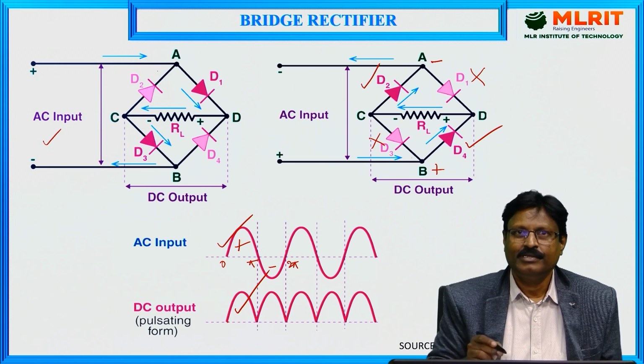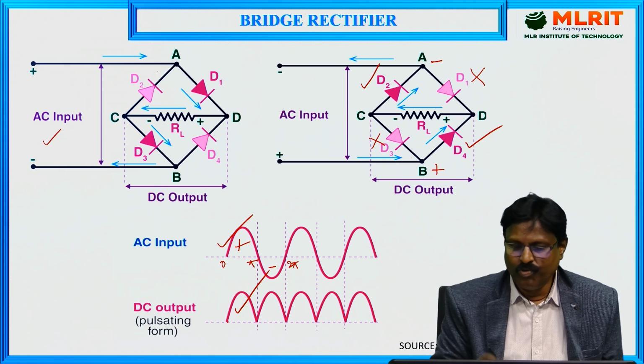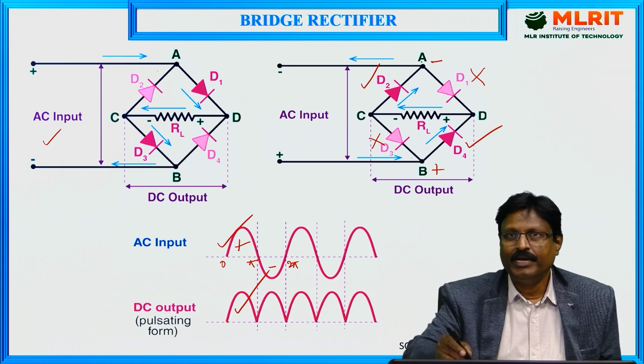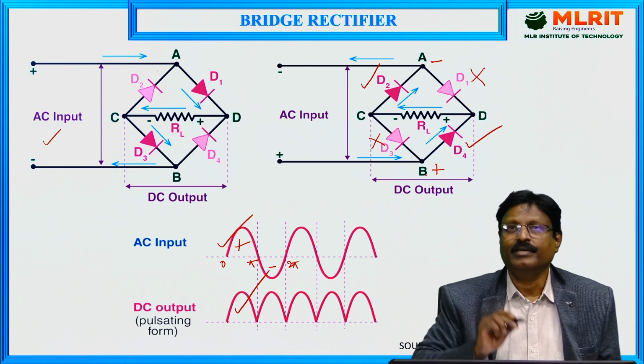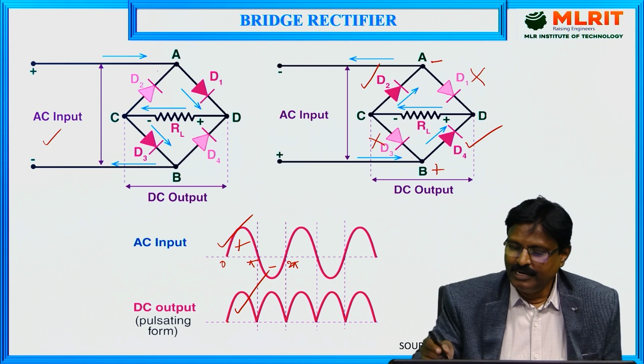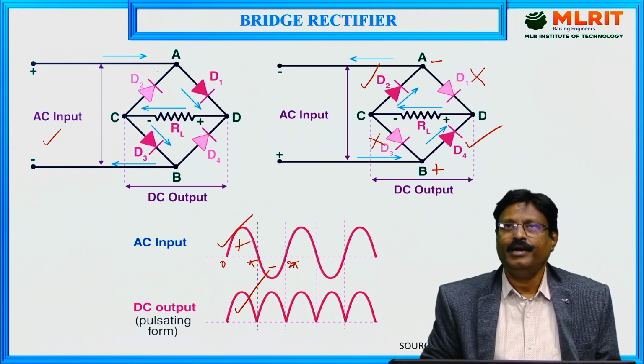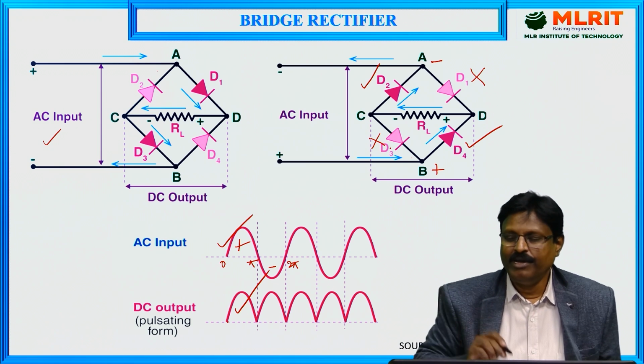Whenever AC input is in negative half cycle, whenever omega t is in between pi to 2 pi, A will be at lower potential when compared with B. So that's why here D2 and D4 are conducted and D1 and D3 are non-conducted.